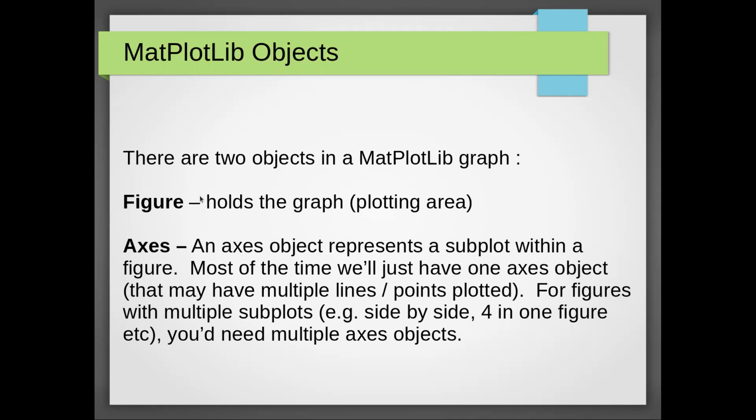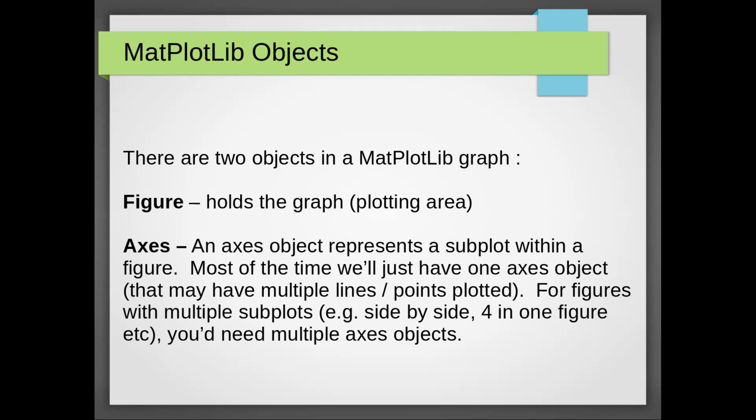So the figure is kind of your overall plotting area, which will contain one or more graphs, and an axes object is a subplot within that figure. A lot of the time, you're only going to have one axes object in a figure. So in other words, you'll just have one plot per figure. You may, of course, have multiple plots or lines. So if you have a line graph, you might have multiple lines on your graph. That's different. I'll show you how to do that. But in most cases, you'll probably only have one axes object. But you can have more.